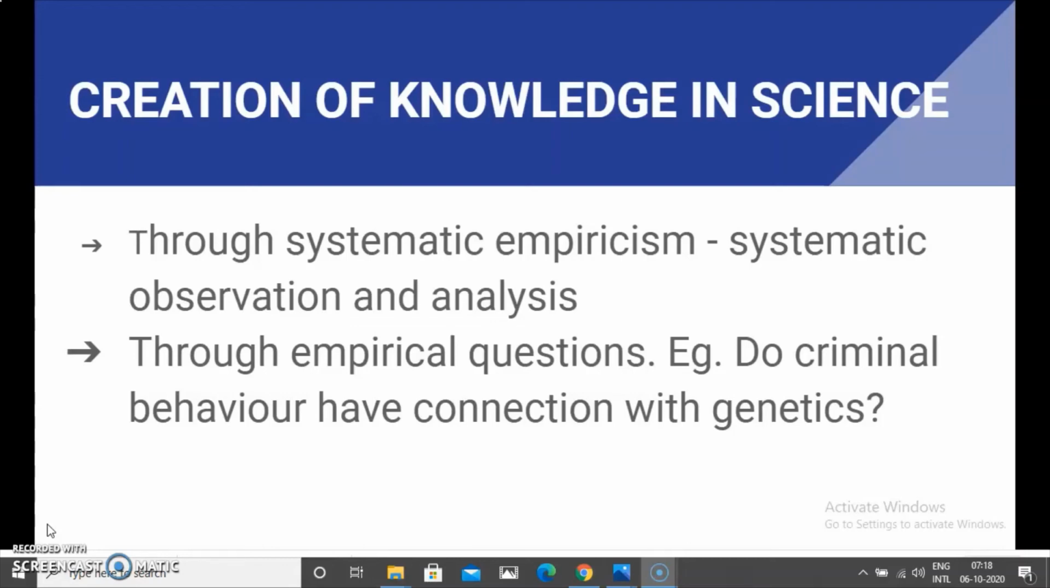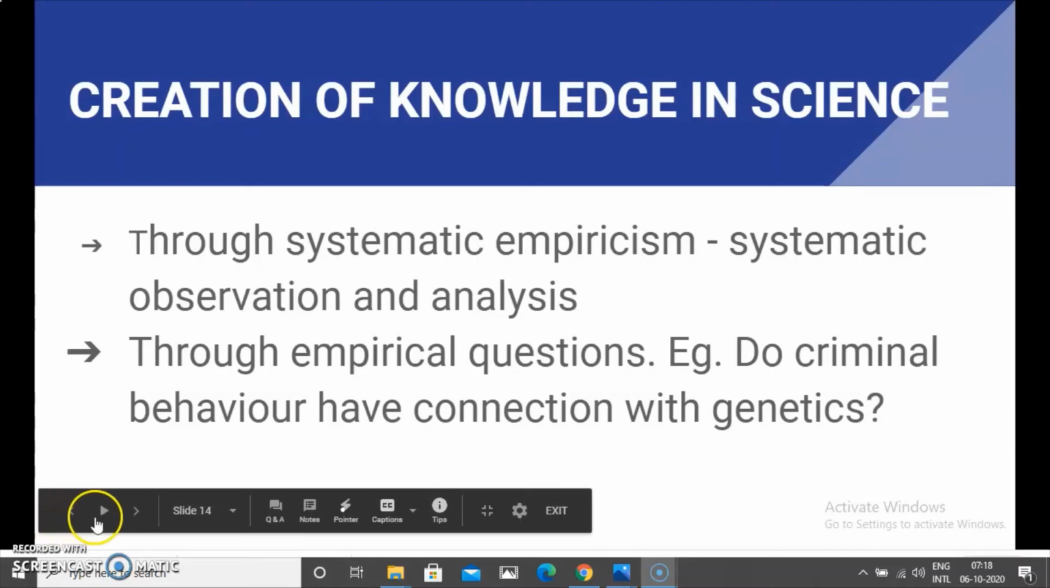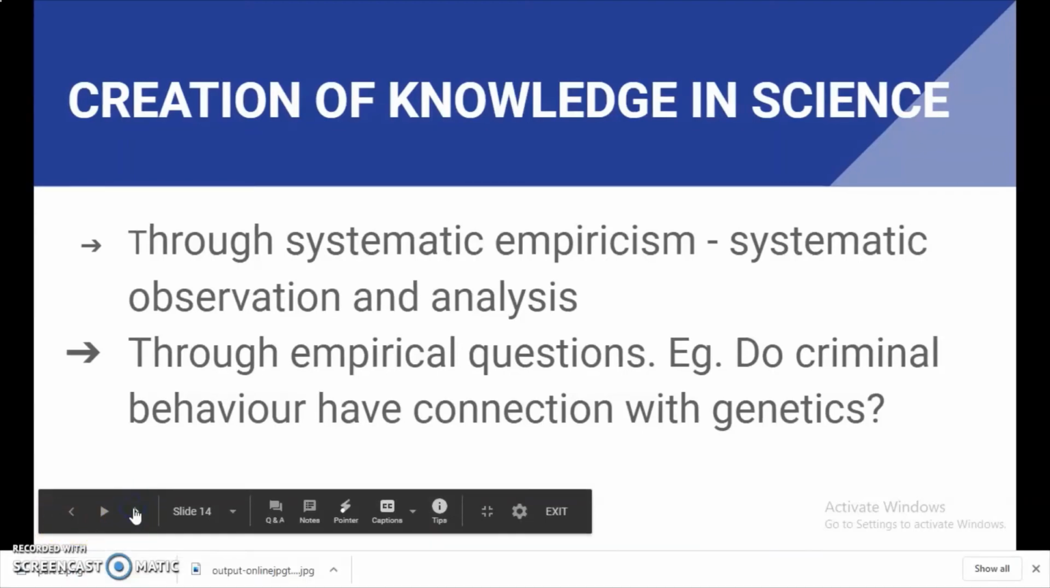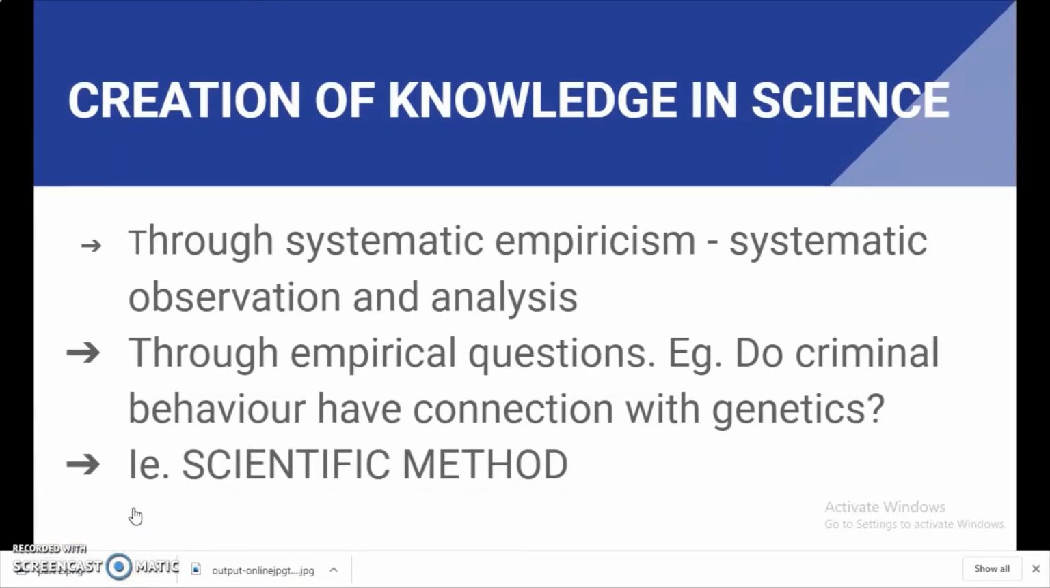Your observation in empiricism is based on your observation. So you had a hypothesis that criminal behavior has a connection with genetics. There may be a chance for a connection between criminal behavior and genetics. So through empirical questions, we acquire knowledge in the scientific method. So that is what we call the scientific method.